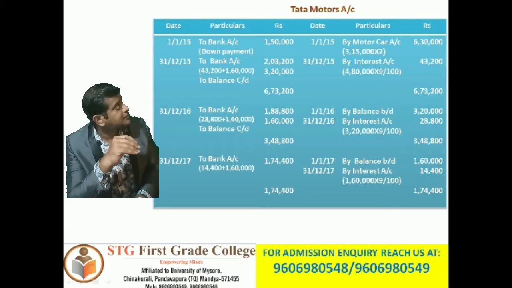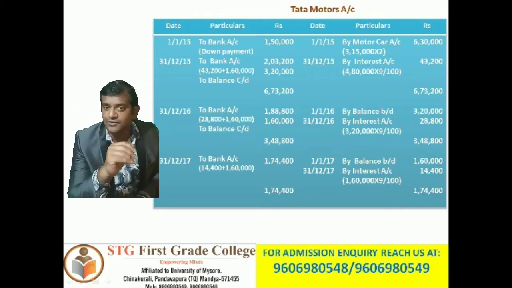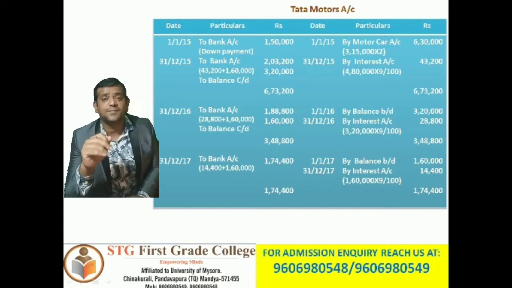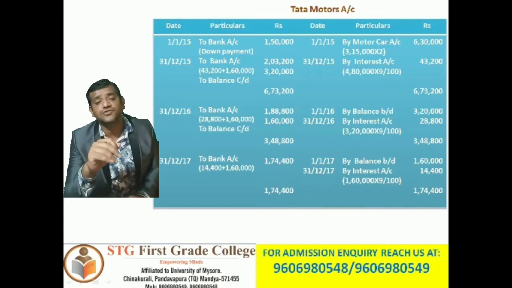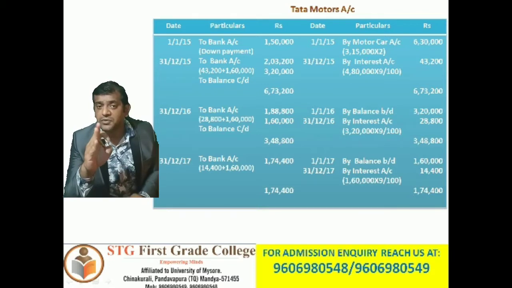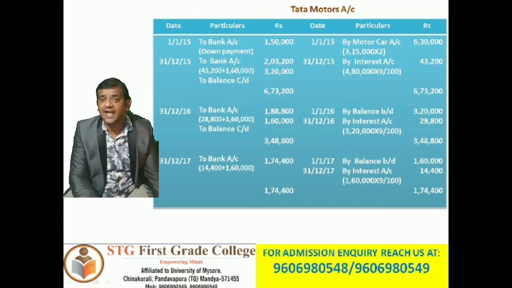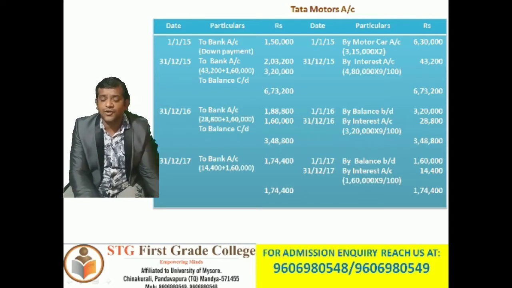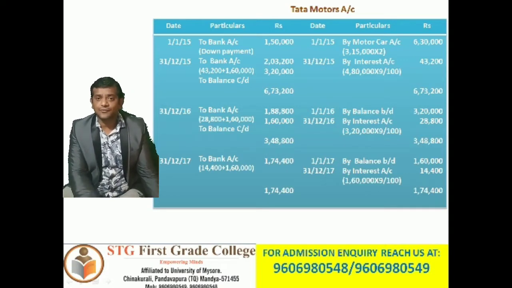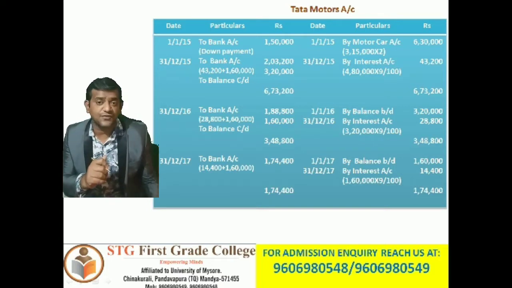On 1/1/2015 by motor car account. So what is the cost price of each car? 3,15,000. Open the bracket and write 3,15,000 into 2. How much did you get? 6,30,000. Clear? So next you have to calculate interest for the same.